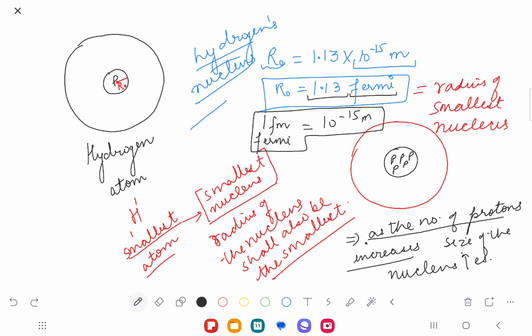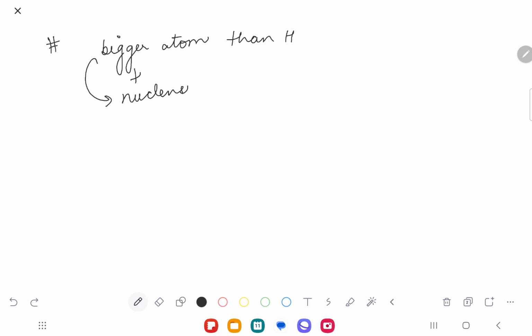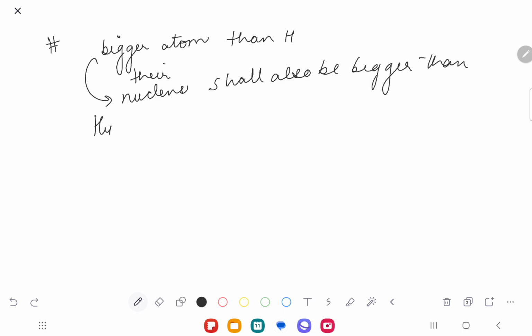So what should I understand from this? That when we have bigger atoms than hydrogen, definitely their nucleus shall also be bigger than hydrogen's nucleus.